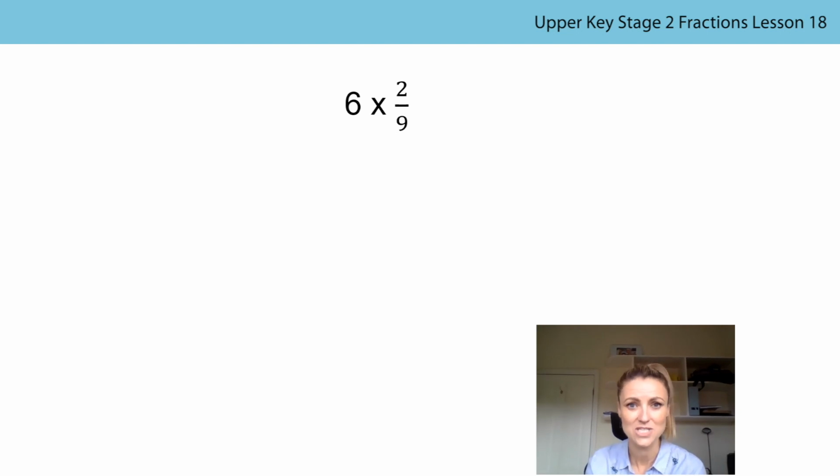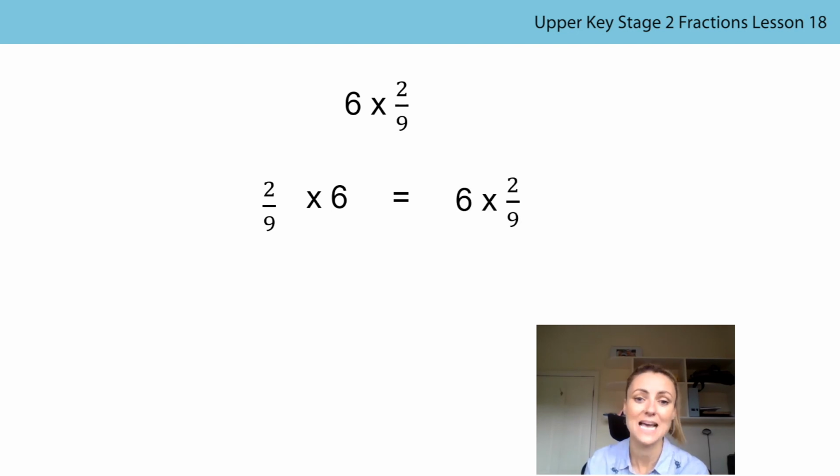We know about the commutative law of multiplication, that it doesn't matter in which order you present, in this case, the whole number and the fraction. So 2/9 multiplied by 6 is exactly the same as 6 multiplied by 2/9. We're going to have a go at solving that now.